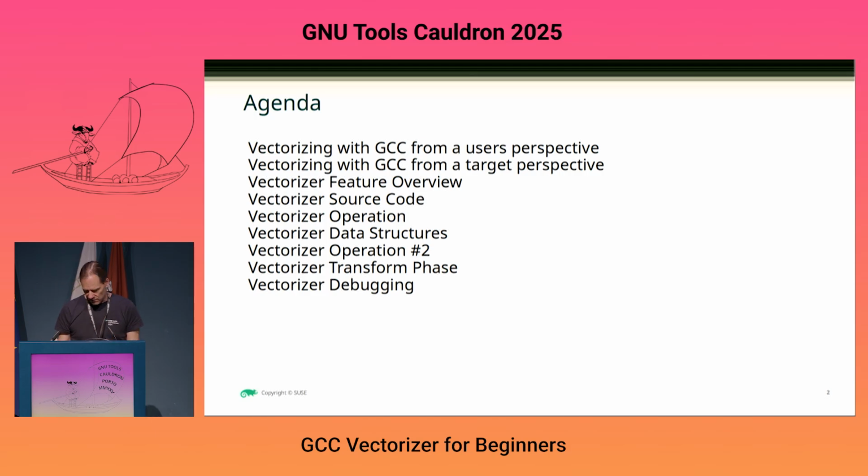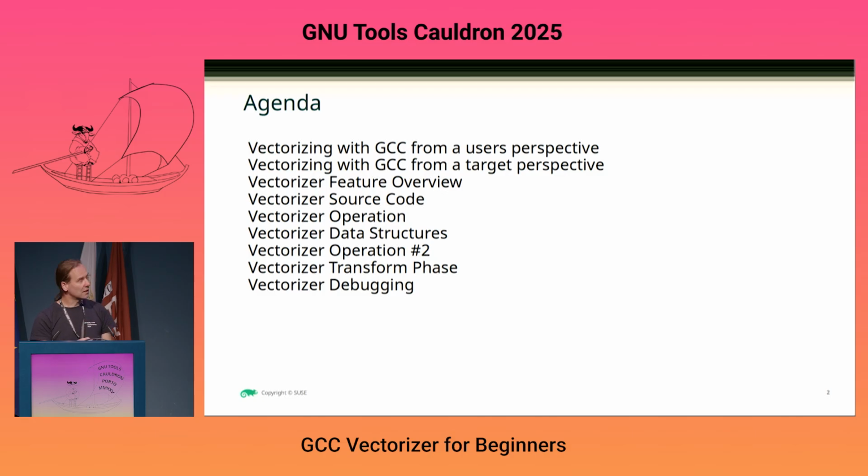So I want to start with a short overview of how a user interacts with the vectorizer, so the programmer, and how a target would do that, both of which is not really the topic of the talk, but I think it's good as an initial introduction to basically what the vectorizer provides for users or for a target.